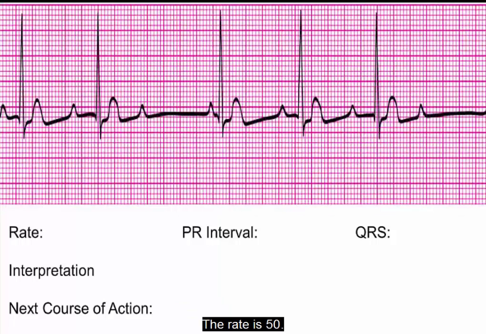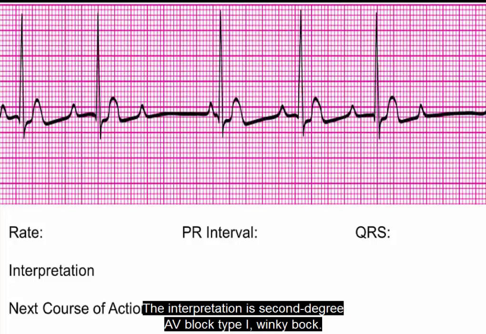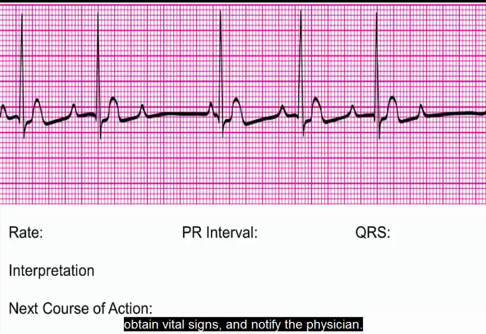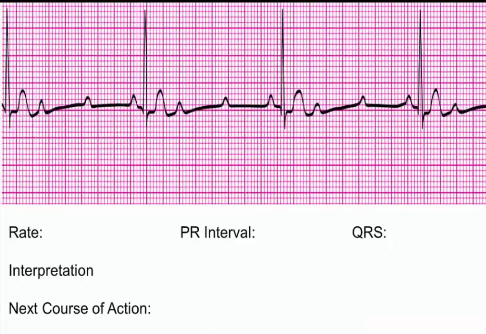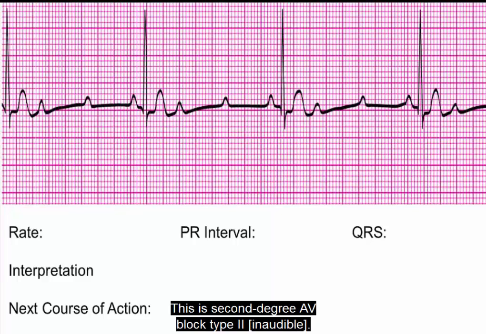The rate is 50, the PR interval is variable, the QRS is 0.08. The interpretation is second degree AV block type 1, Wenckebach. The next course of action is to check the patient, obtain vital signs, and notify the physician. The rate is 40, the PR interval is 0.16, the QRS is 0.06. This is second degree AV block type 2, a Mobitz 2.